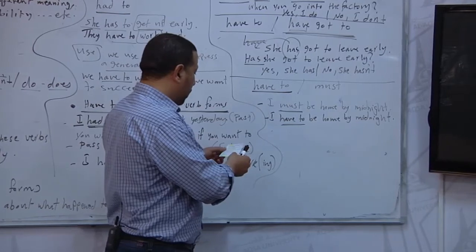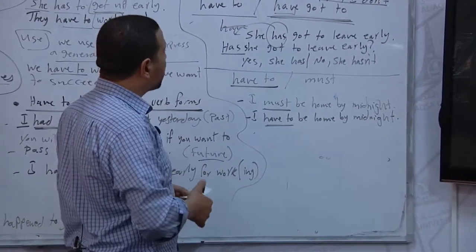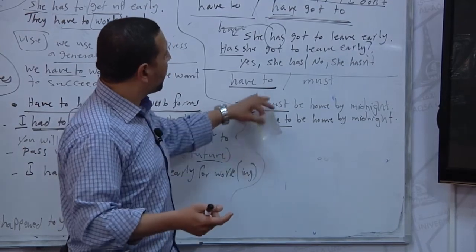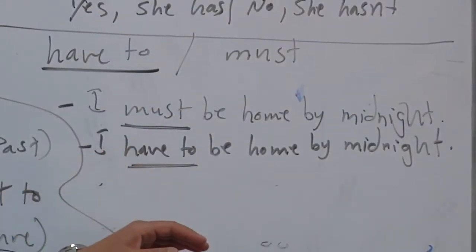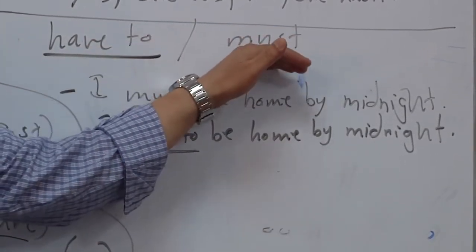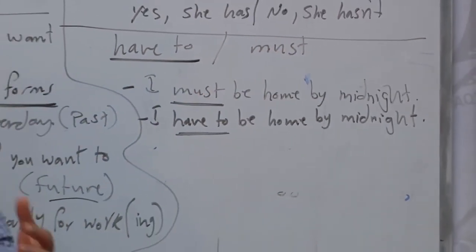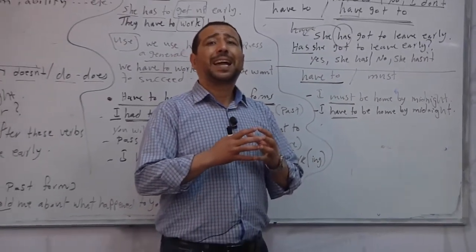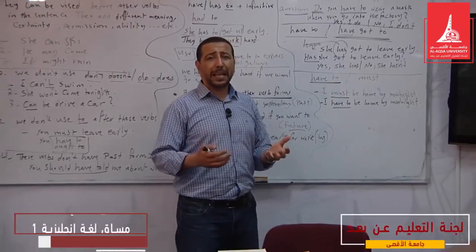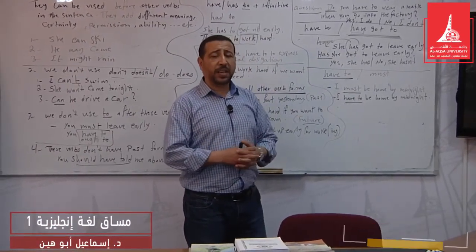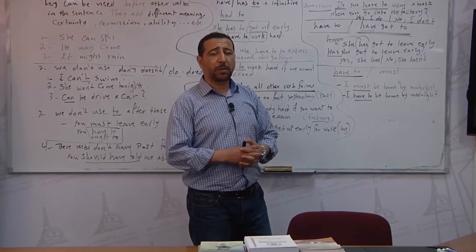In short, we can say that have to and must can be used interchangeably, but at the same time there is a difference in meaning, and this is what I'm going to talk about in the next class. Thank you very much.